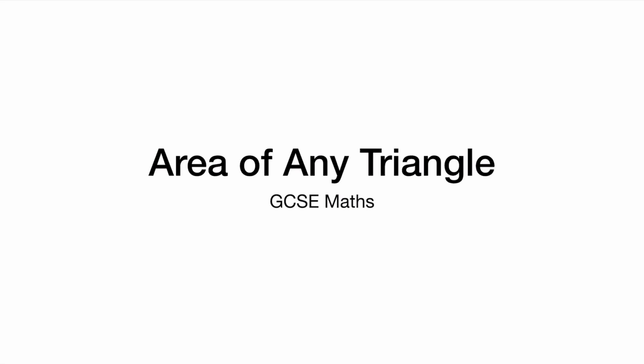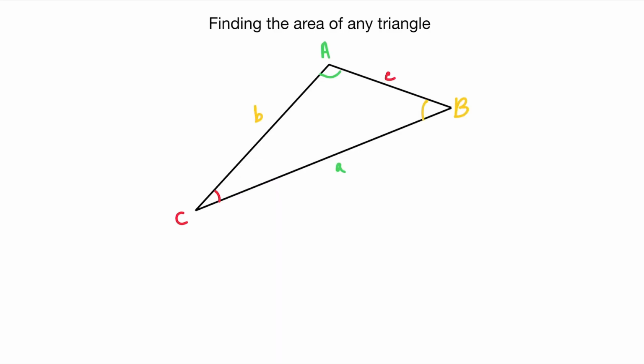In this video I'm going to be going over how you can find the area of any triangle for your GCSE maths paper. So here I have a scalene triangle. Normally when you're trying to find the area of a triangle, what you would do is base times height over 2, but for a triangle like this you don't know what the vertical height is, so instead we'll use a different formula.